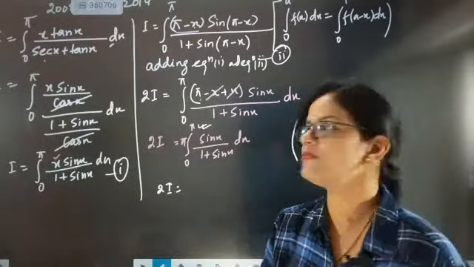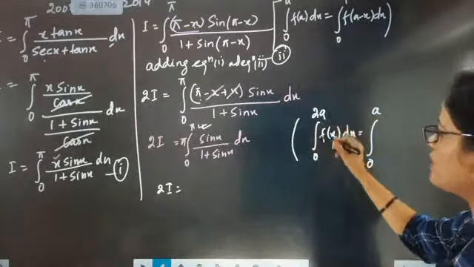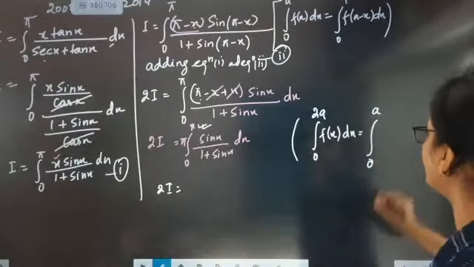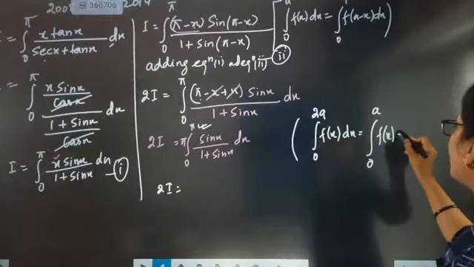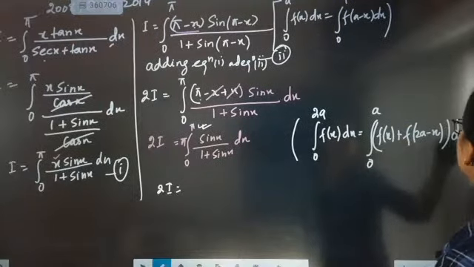So once the upper limit pi gets reduced, your work will become easy. The upper limit pi can be reduced by this property only, and this will give you f of x plus f of 2a minus x dx. So this property is going to save us.